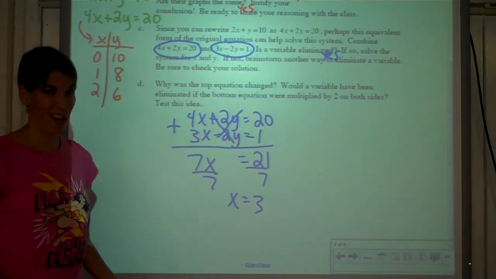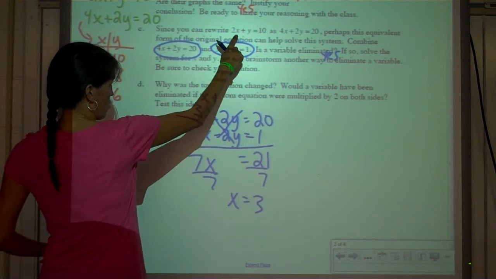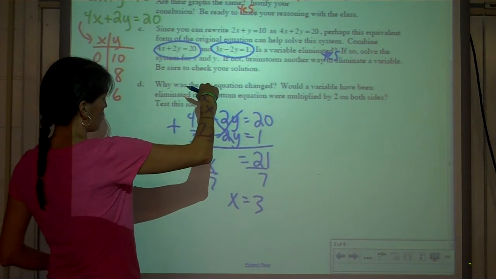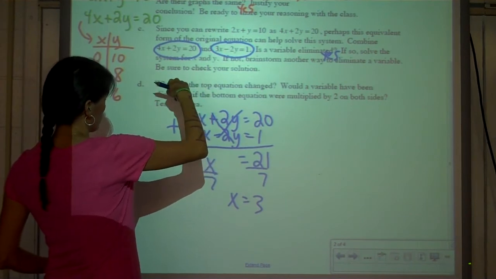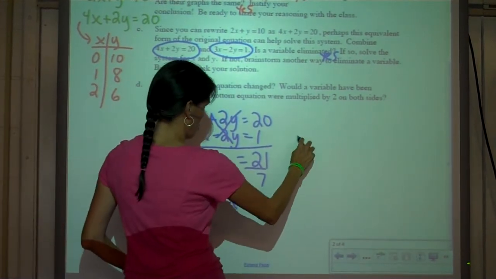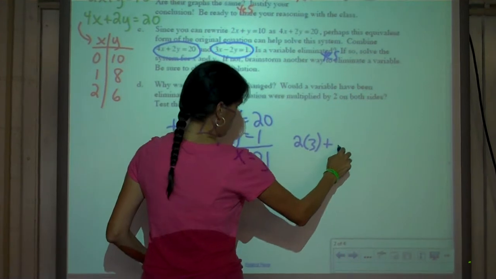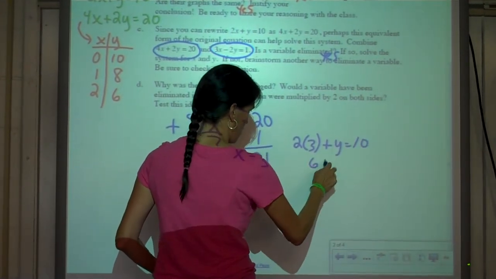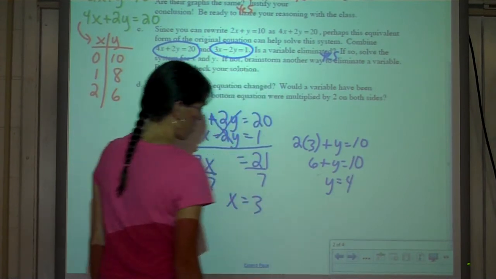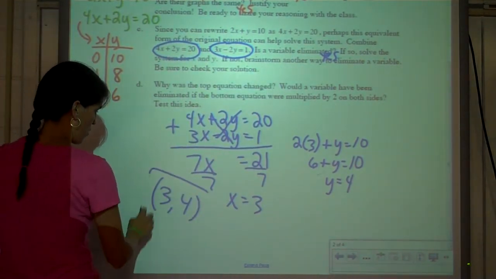Well, there's x. Do you remember how to get y? You pick one of the original problems. I'm going to pick that one, although you actually could use this one too. 2 times 3 plus y equals 10. 6 plus 4 gives me y equals 4. So your solution to the system is (3, 4).